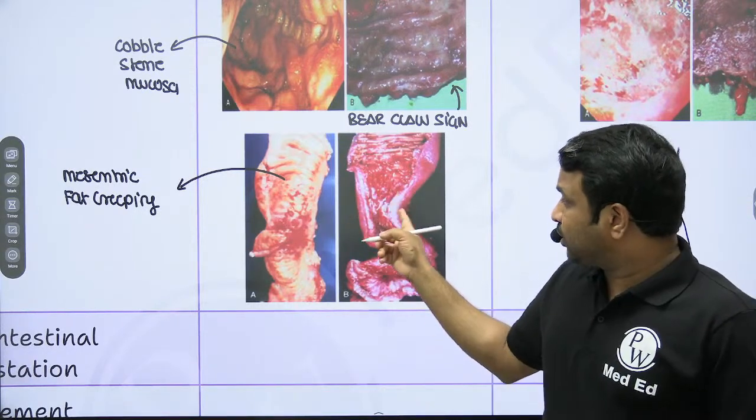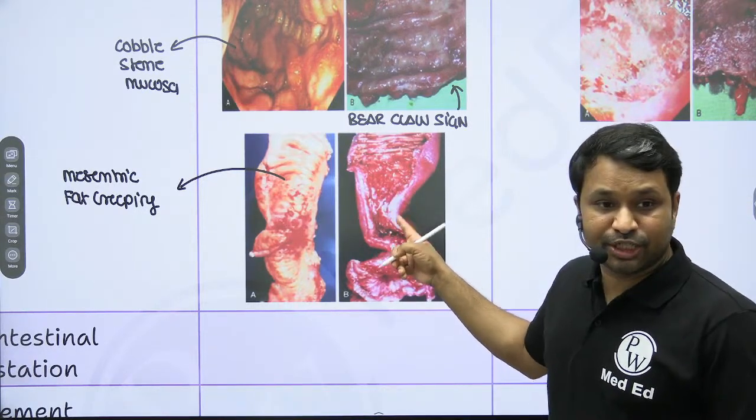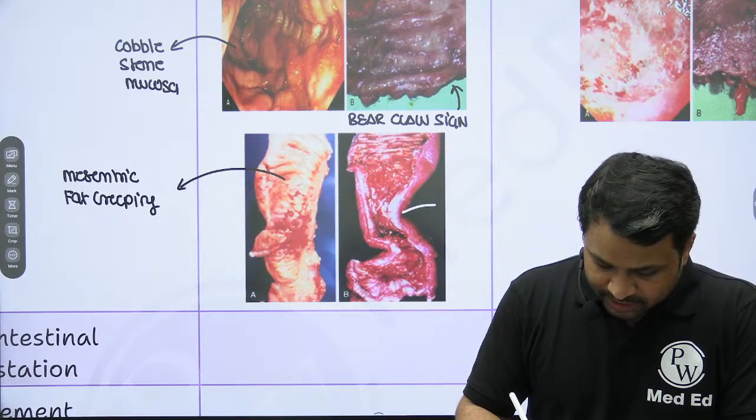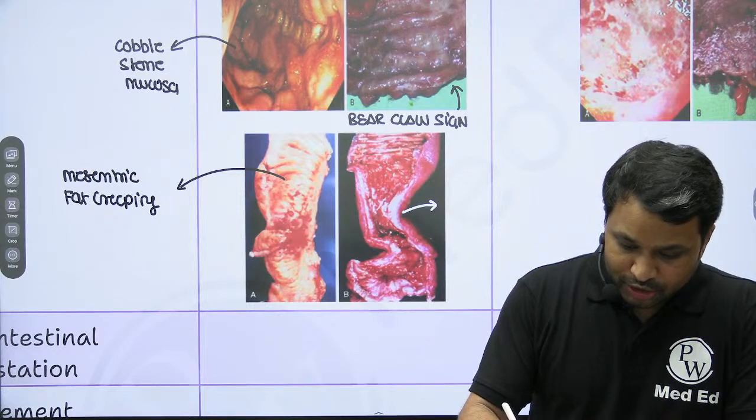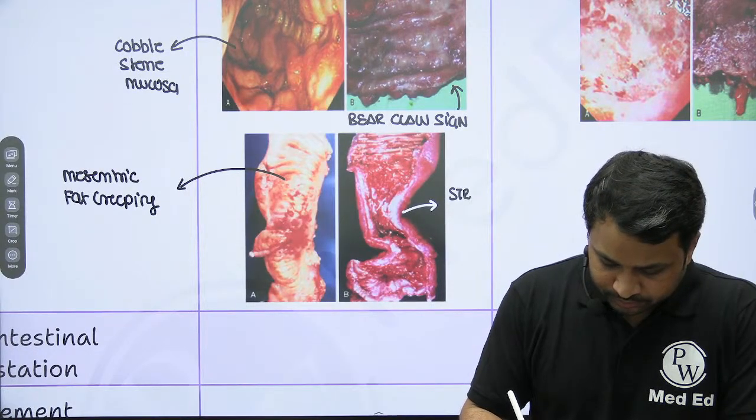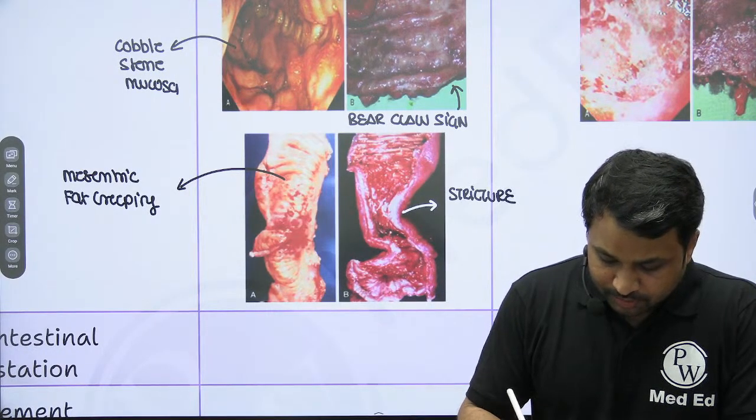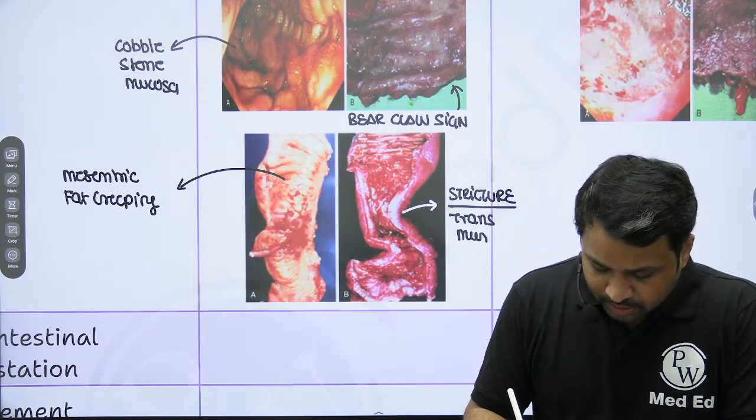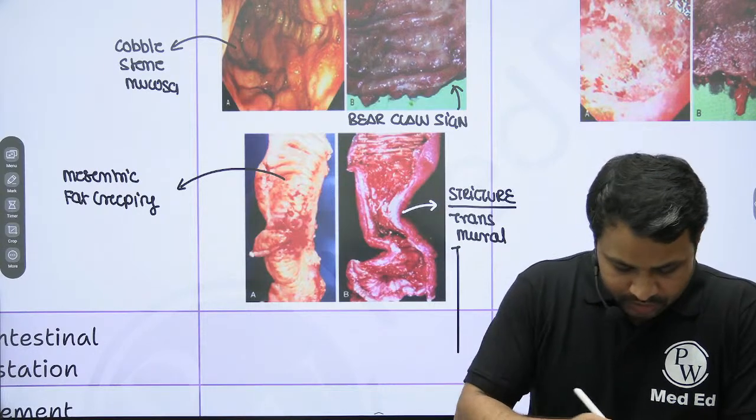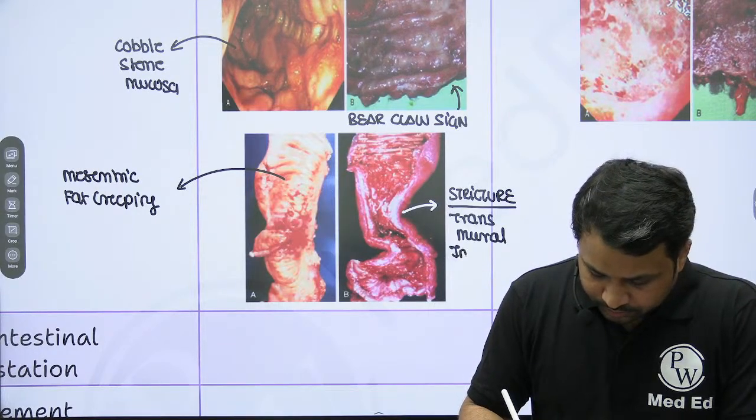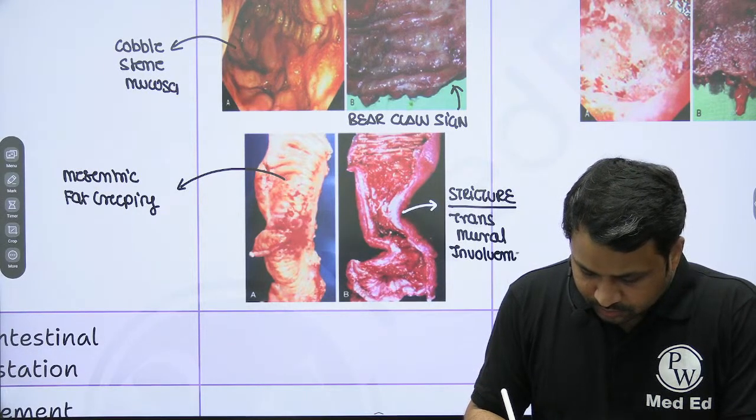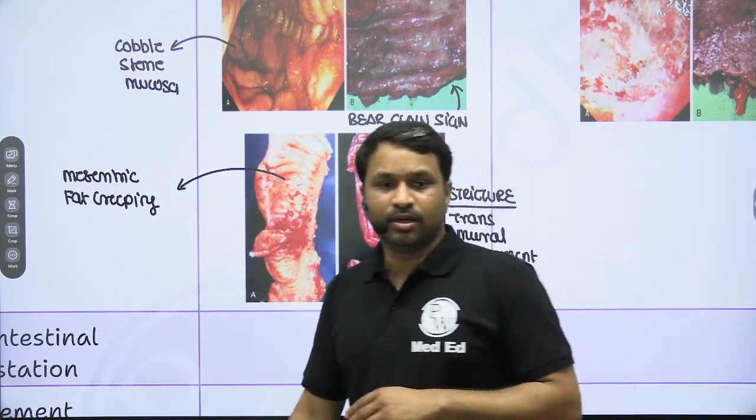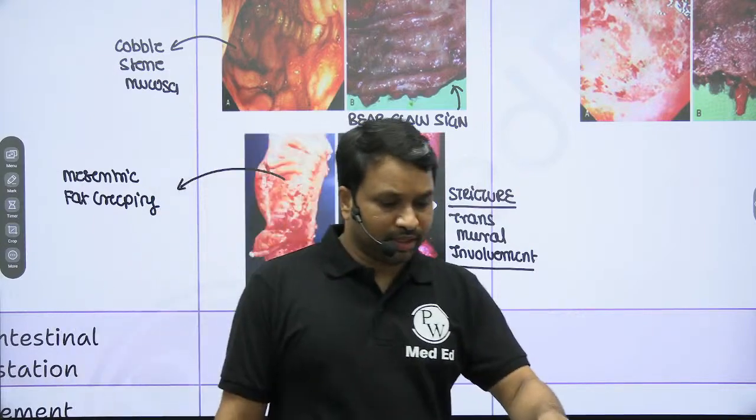Now, the next image that you can see, this whitish thickening that you see, it is your stricture, and that indicates a transmural involvement. It tells you it is a transmural involvement, right? That is your transmural involvement.